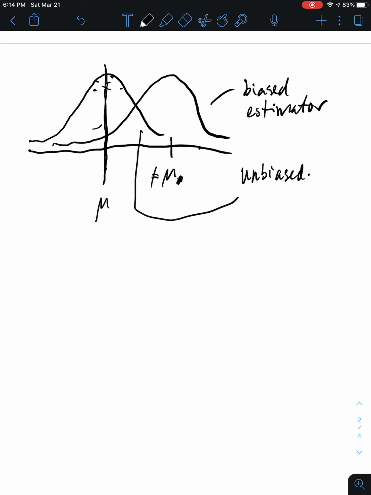So we want an unbiased estimator. It's going to look like that one, the first one. All right, so that is one property of estimators that we're going to pay close attention to.